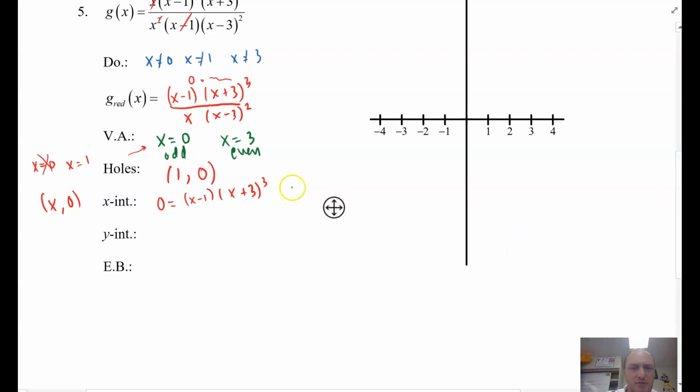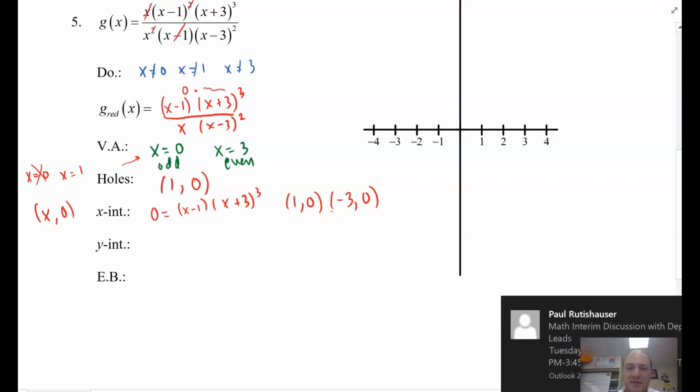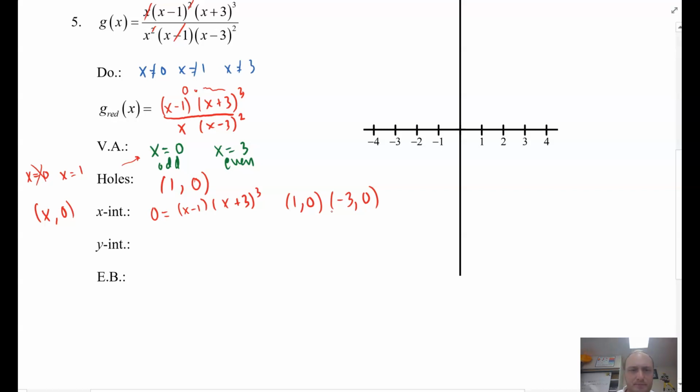And I want to solve for these. Okay, so just like the previous example, I'm going to have an intercept at (1, 0). I'll have multiplicity of -3, 0. So there's our intercepts, right? And if I have odd multiplicity, then the function's still just going to pass right through it. Okay. Then we have our y-intercept.